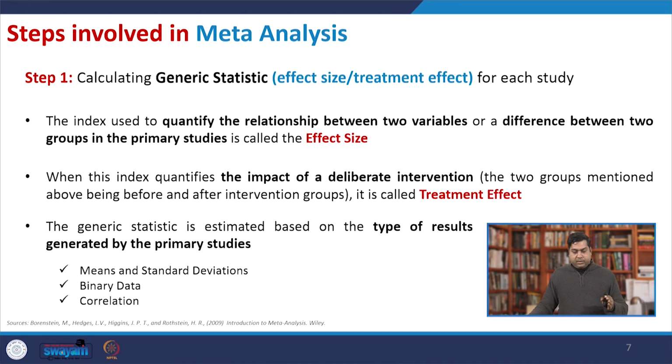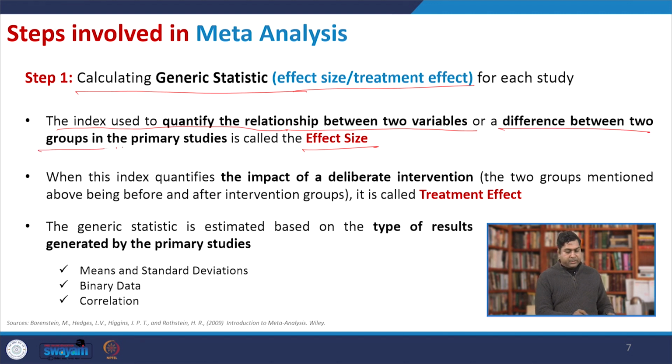Now, let us discuss one after another the steps that we need to follow for the meta-analysis. Calculating generic statistics. So, normally effect size or treatment effect for each study of our consideration. So, in this case, what is effect size? Effect size is nothing but one index to quantify the relationship between two variables or the difference between two groups in primary studies. Primary studies means the studies that we have considered, right. The ones who actually reported those kinds of findings are called primary studies.